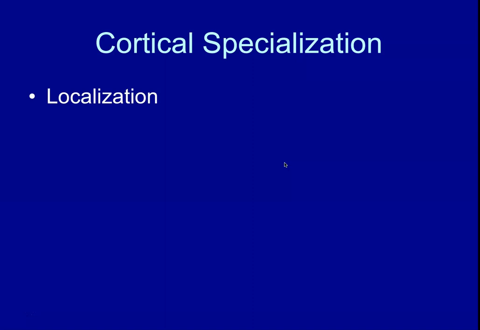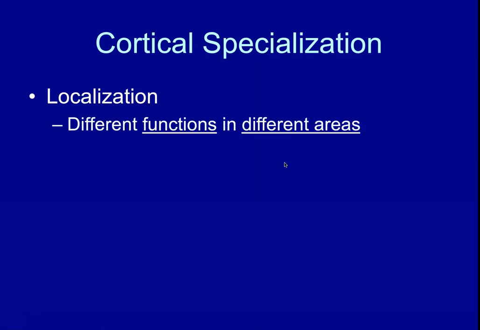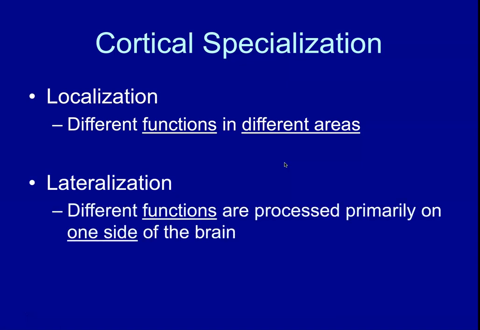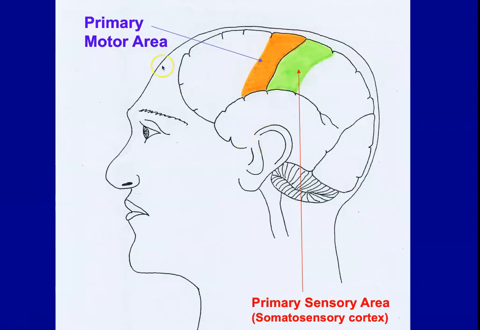So I'm going to tell you a little bit more about cortical specialization. In the cortex, we have a couple of terms I want you to be familiar with. Localization. To be localized means that there are different functions in different areas of the brain. And lateralization. To be lateral is on the side. Think the lateral pass in football goes to the side. So lateralization means different functions are processed primarily on one side of the brain and not on the other in most people.